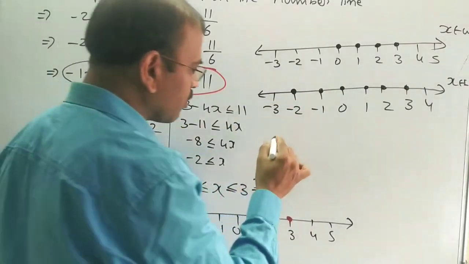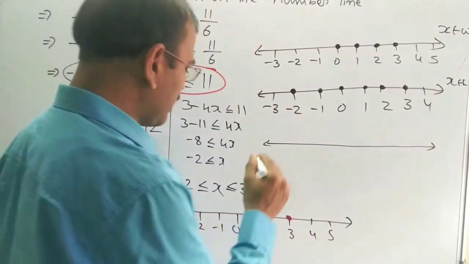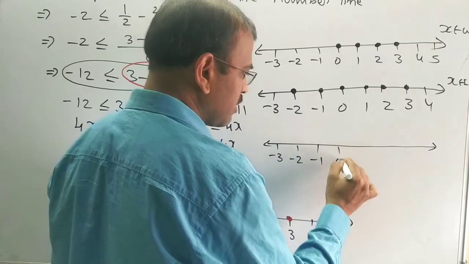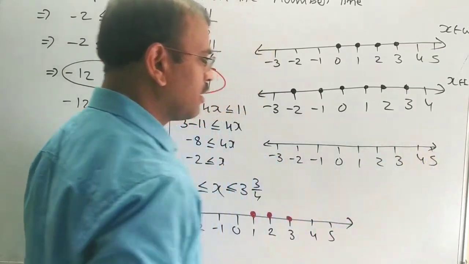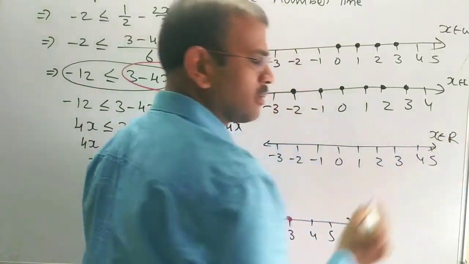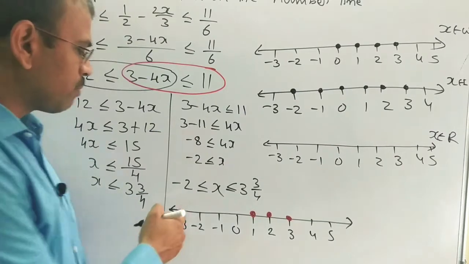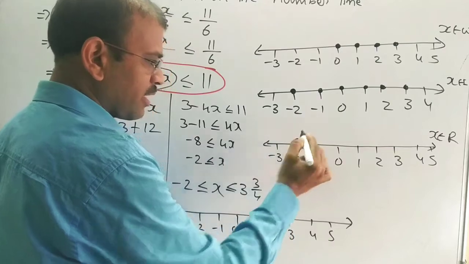The next one I am going to explain is for the real numbers. Real numbers is what? Minus 3, minus 2, minus 1, 0, 1, 2, 3, 4, 5. Now x belongs to R. Now when you plot it, how are you going to plot it? Minus 2 is included on this side.